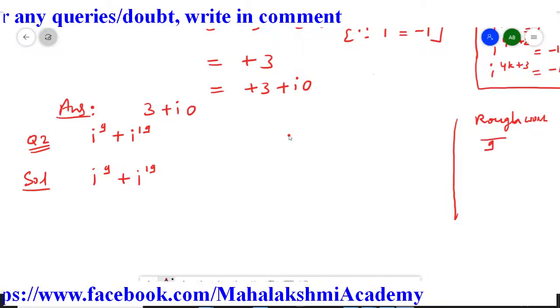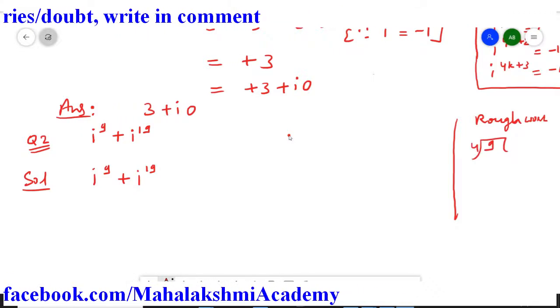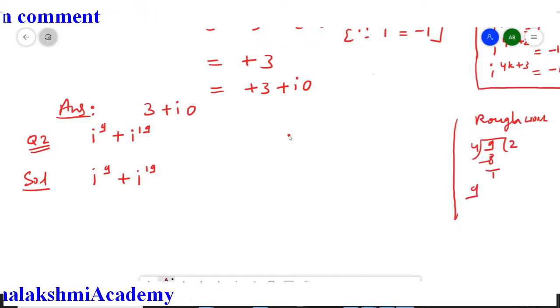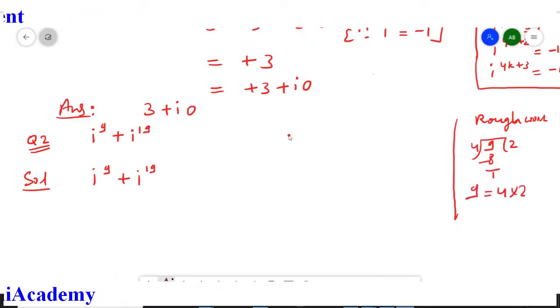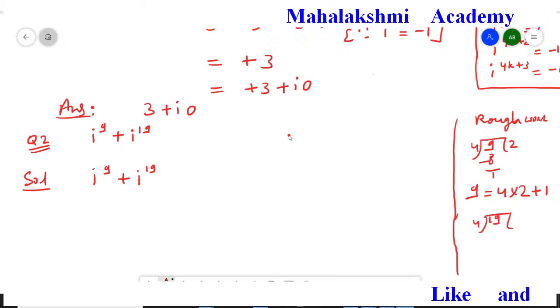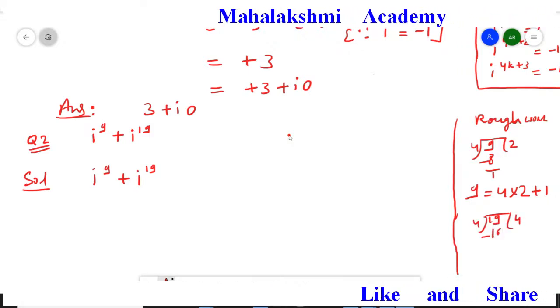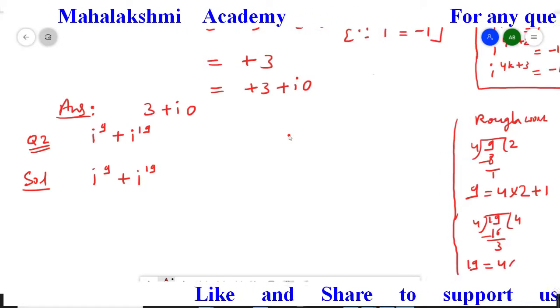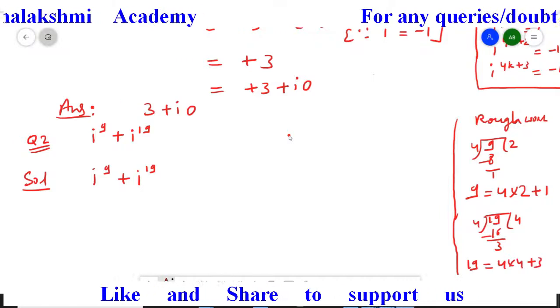The power is 9, so just divide 9 by 4. 4 twos are 8, and 1 is remaining. So 9 we can write as 4 multiplied by 2 plus 1. In the same way for 19 also we will do. When 19 is divided by 4, 4 fours are 16 and 3 remains. So we can write 19 as 4 into 4 plus 3.